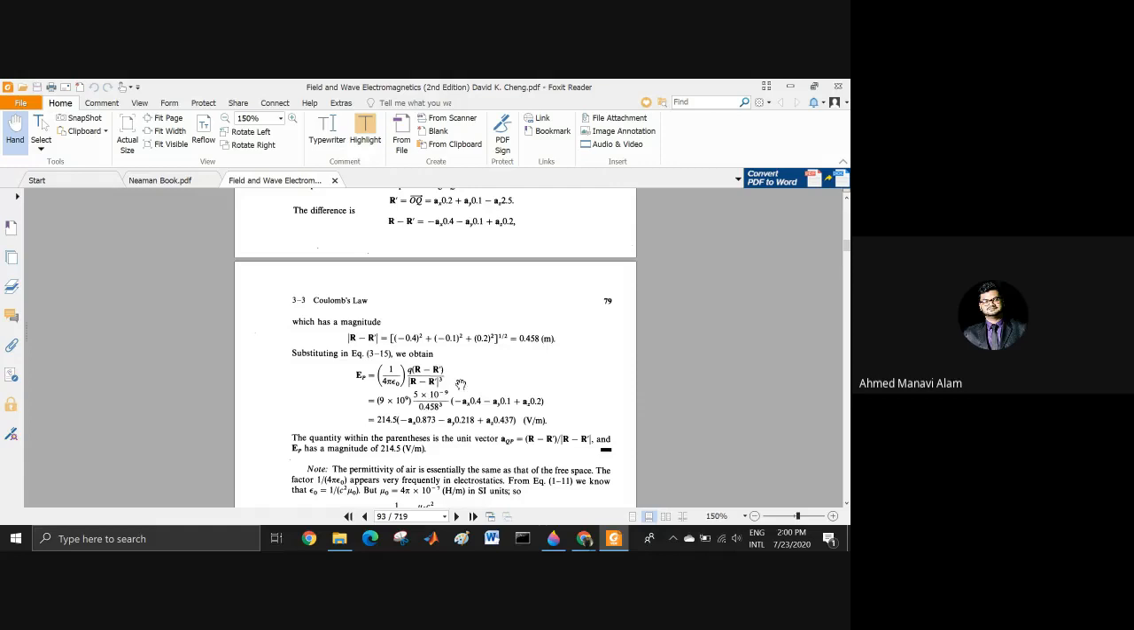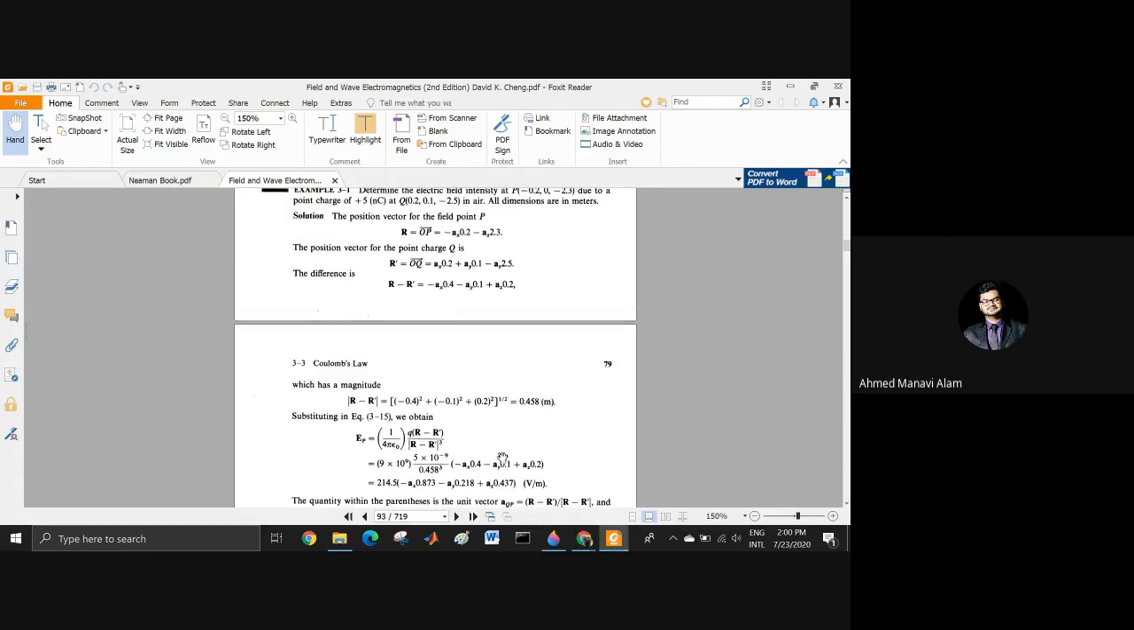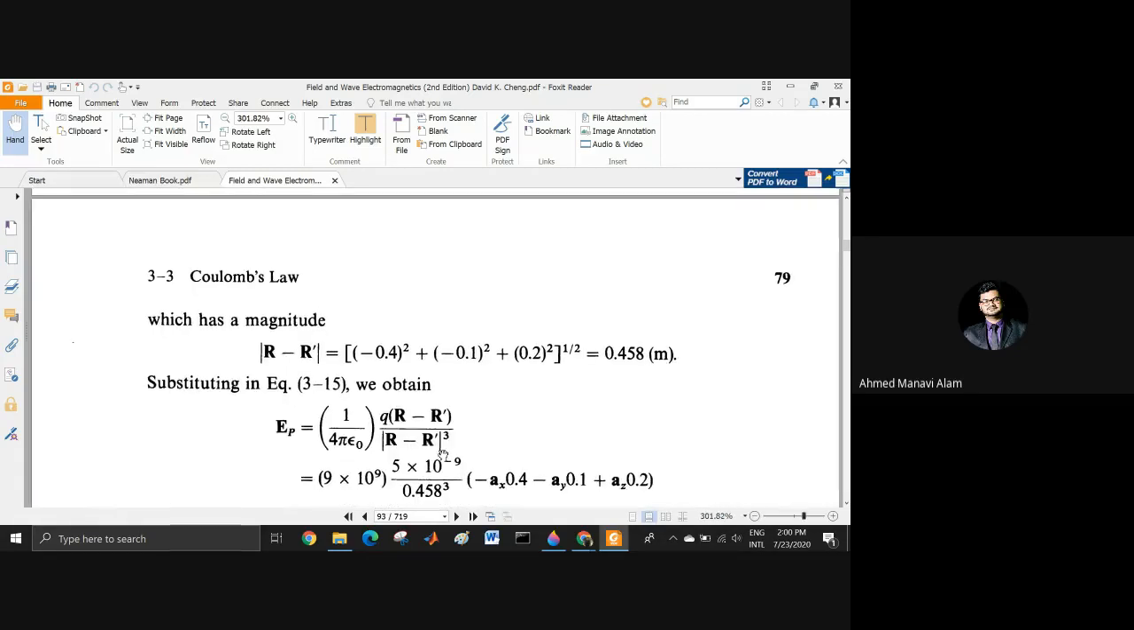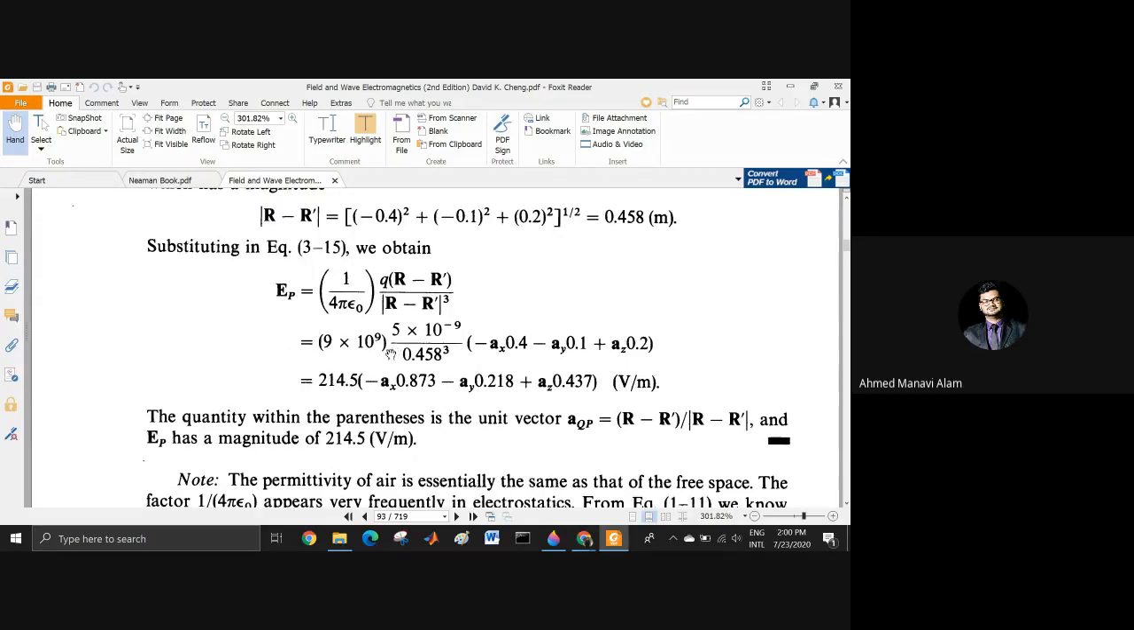So 10 to the power minus 9, in order to convert it to the coulomb value. R minus r prime is here. Put that value, r minus r prime to the power whole cube. So this 0.458 has been taken to the cubic term.